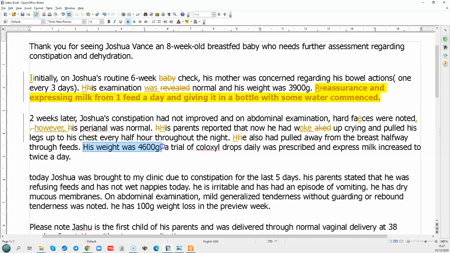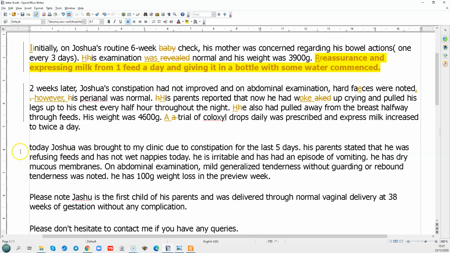His weight, very short sentence, unconnected, just dropped in, almost like a note. You're supposed to transform the notes into grammatically complete sentences. And express milk increase twice a day. Okay.